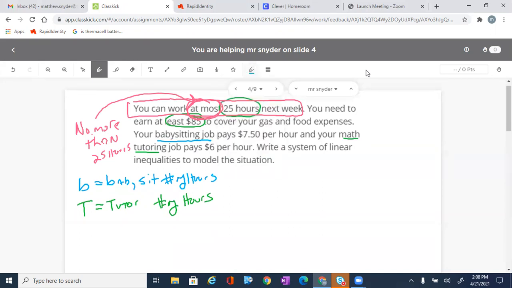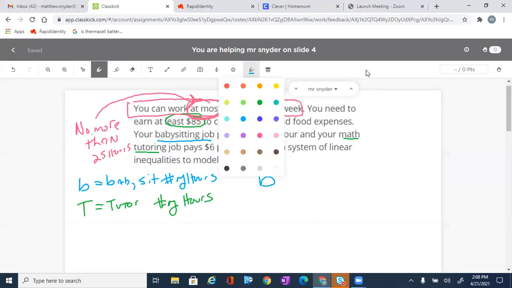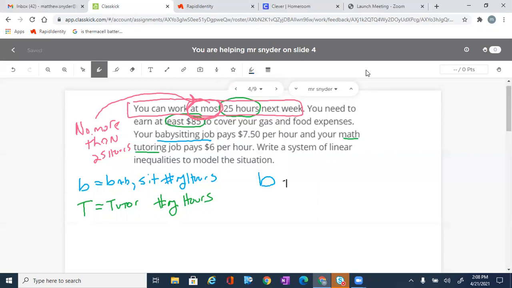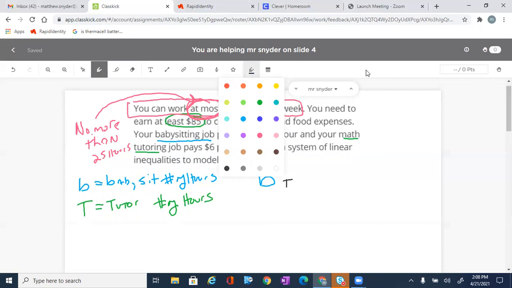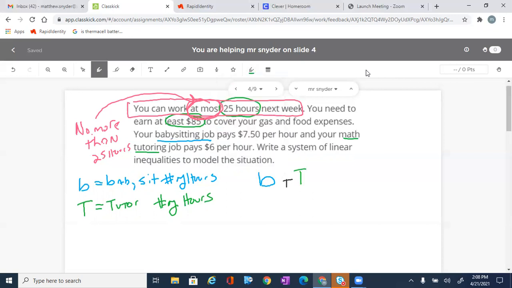We can say, well, I have the number of hours of babysitting, plus I've got the number of hours of tutoring. And the one thing that we know is that it has to be less than or equal to the 25 hours of work that you are allowed to work. Now the next relationship we have, so there's our first system, there's our first inequality.